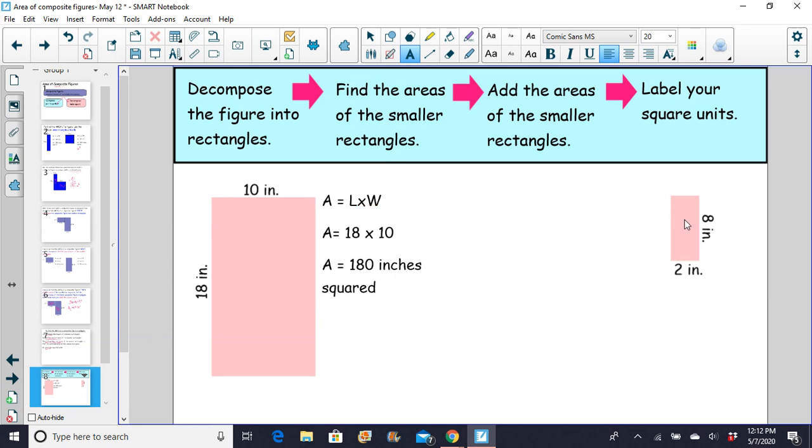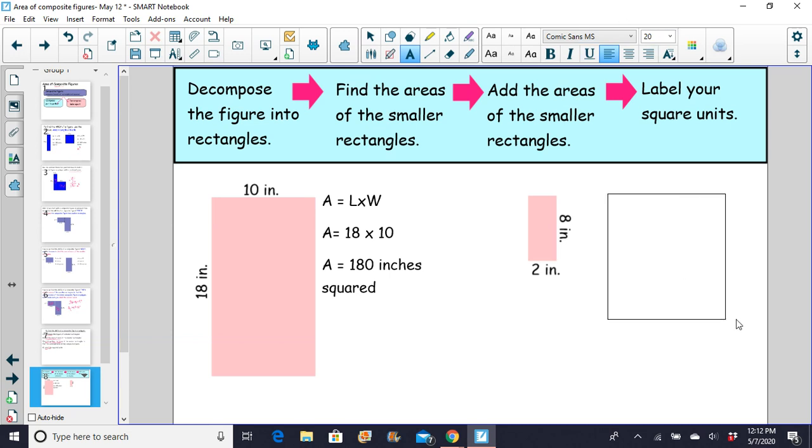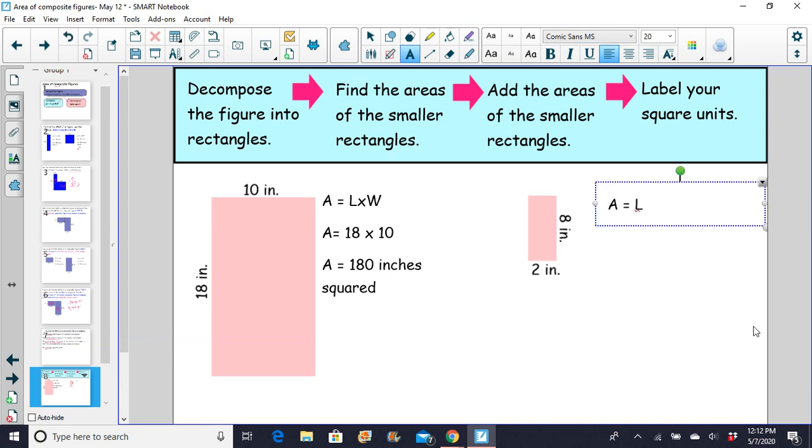And let's take this smaller rectangle now. Oops, let me go back over here. Here we go. I'm going to take my smaller rectangle now, and I'm also going to find the area of that smaller rectangle. My formula, as always, length multiplied by width. The area is length, 8 inches, multiplied by a width of 2 inches. 8 multiplied by 2 is 16, and my units are inches squared.